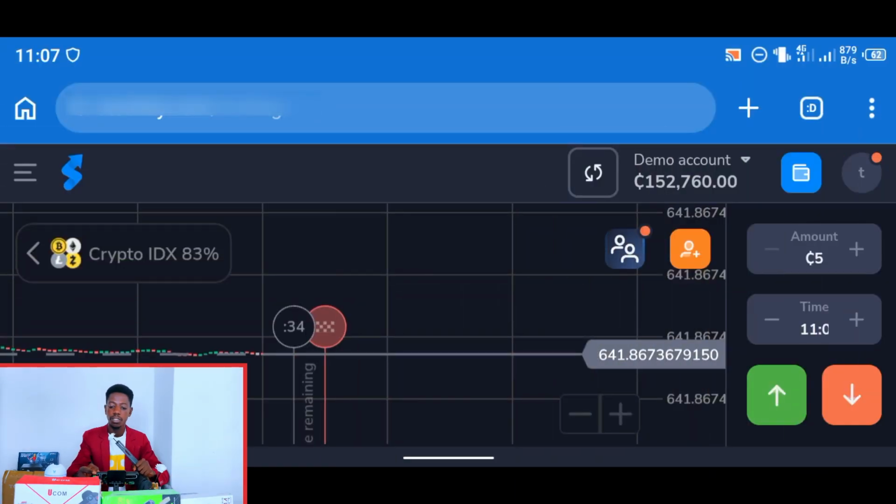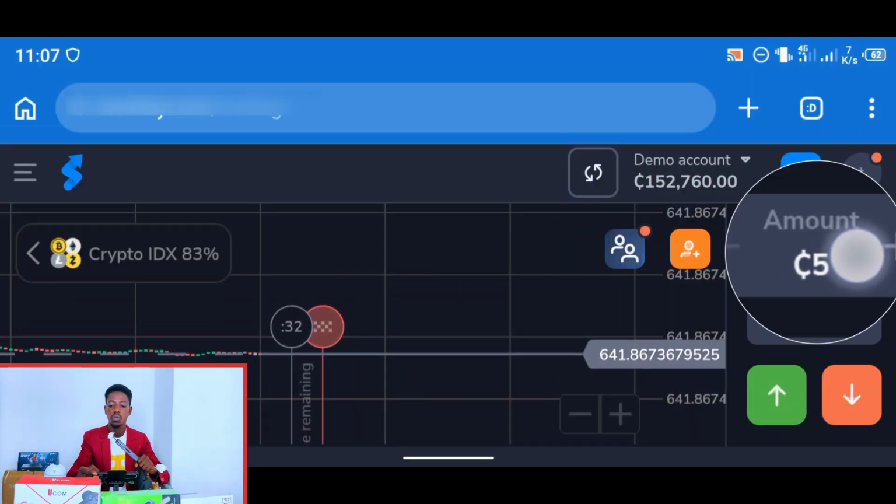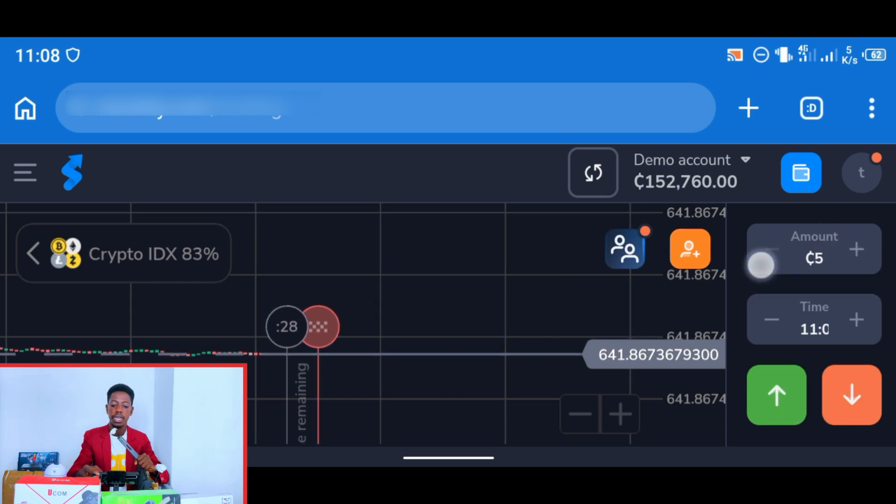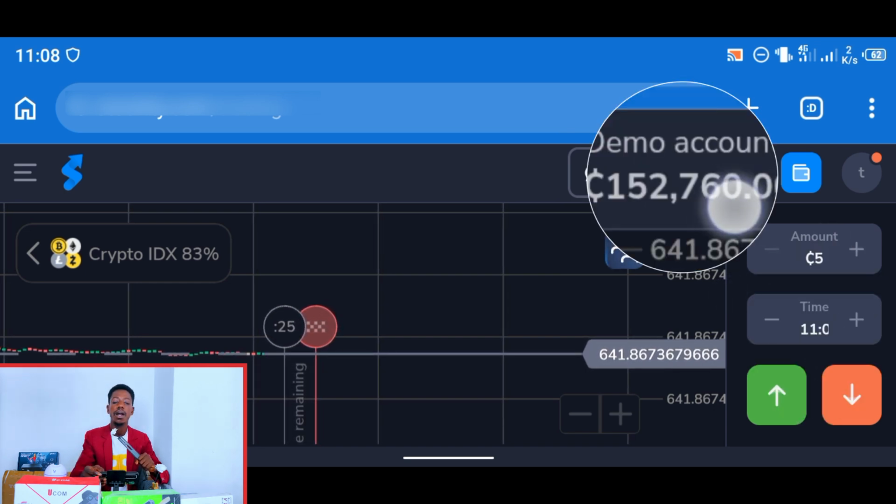So at the demo account page, you see the amount that you need to use to trade, the time that you need to set to trade. And also you see the demo account here.